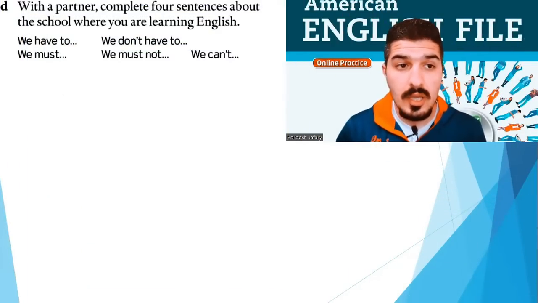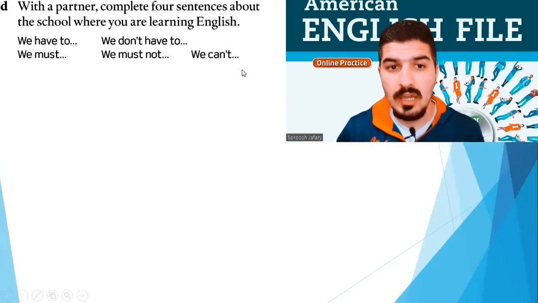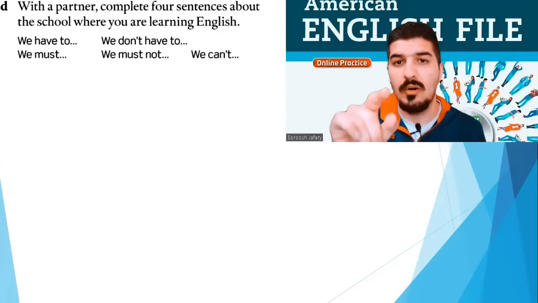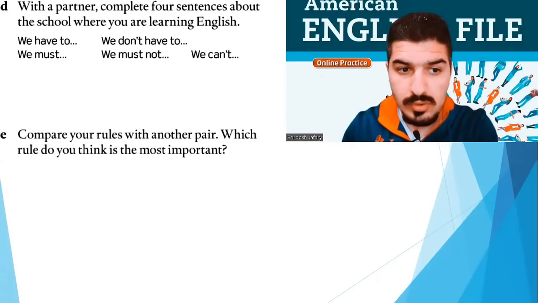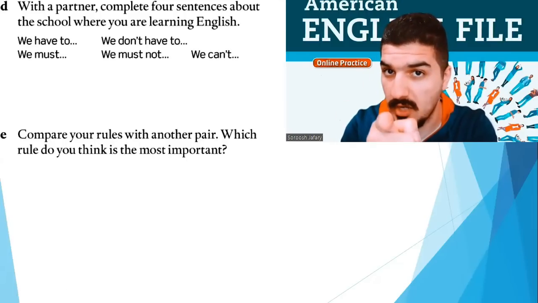So far, so good. D. With a partner, complete 4 sentences about the school where you are learning English. For example, we have to, we must, we don't have to, we must not, we can't. Okay? 5 sentences I need you to write. Do it right now. A few moments later. Good. Now that you have written your rules, compare your rules with another pair, the other students. Which rule do you think is the most important? Okay, again, this is on you.